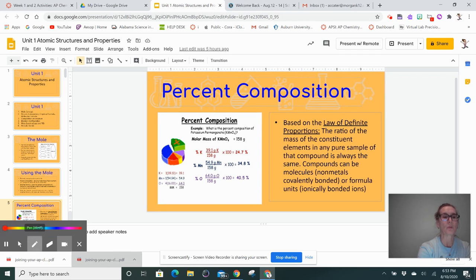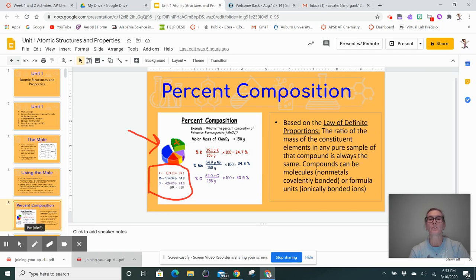All right, so we have KMnO4, which has a molar mass of 158 grams. Remember, we get that just by adding the atomic mass of the potassium, the manganese, and 4 oxygens. That's where those numbers came from, and you can see that down here. To find the percent composition, we take the mass of the potassium and divide it by 158, and that gives us a percent, 24.7%.